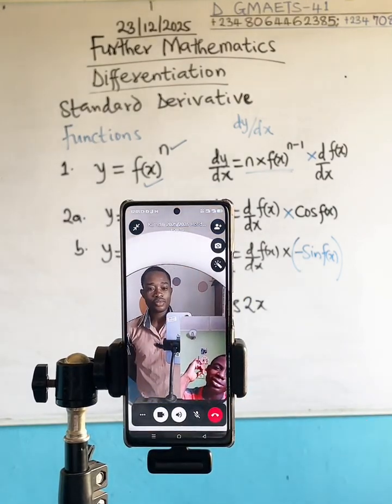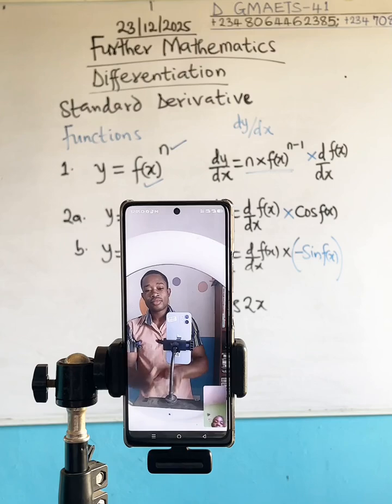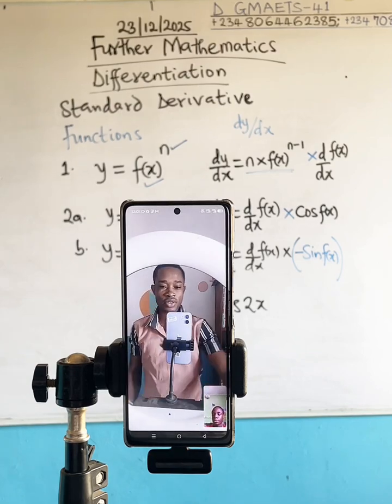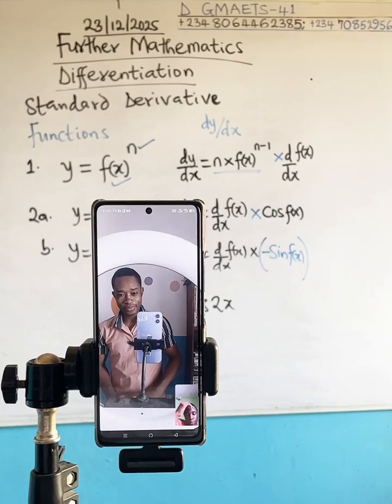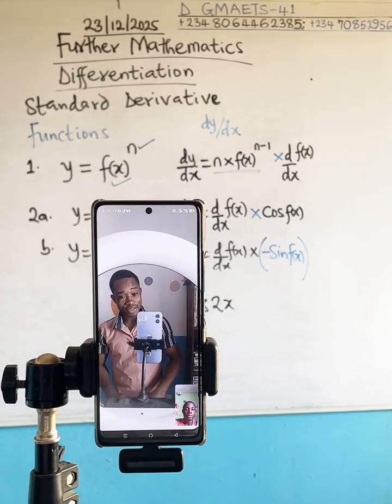Minus 2 sine 2x. Please put your hands together for yourself. You are very correct. Minus 2 sine 2x. That's the correct answer. Kamdili, you have actually become a pro, a genius, a guru in differentiation. There is no two ways about it.